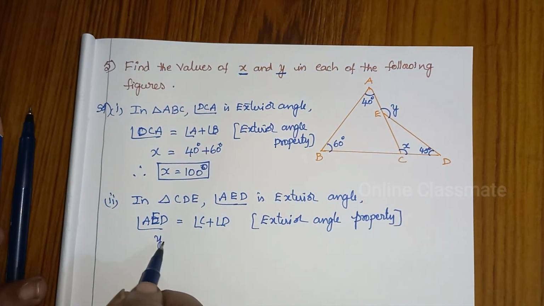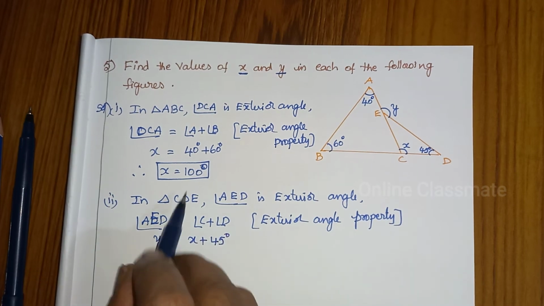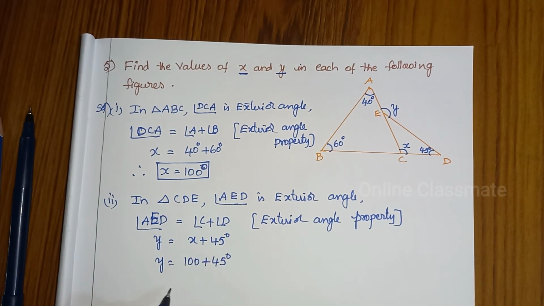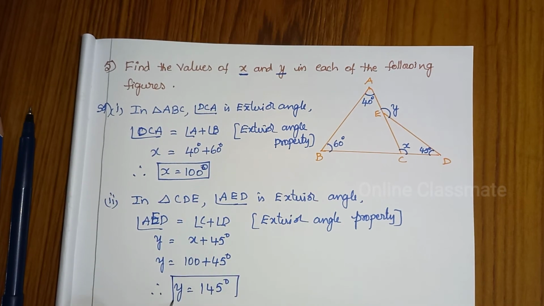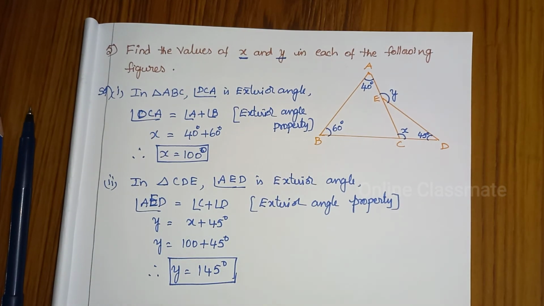AED means y is equal to x plus 45 degrees. What is x value? 100 degrees. y is equal to 100 plus 45 degrees. Therefore, y is equal to 145 degrees.